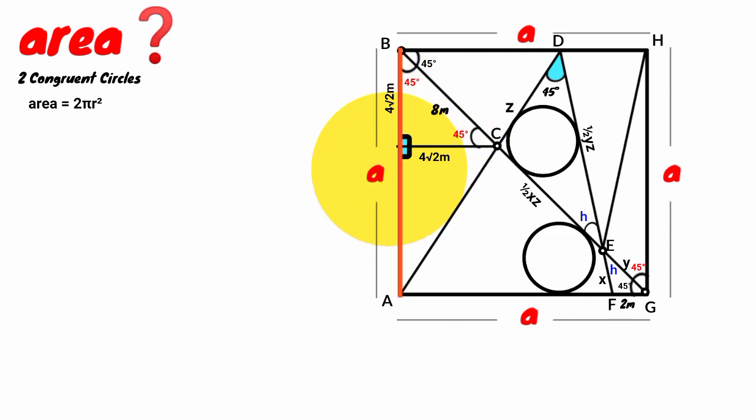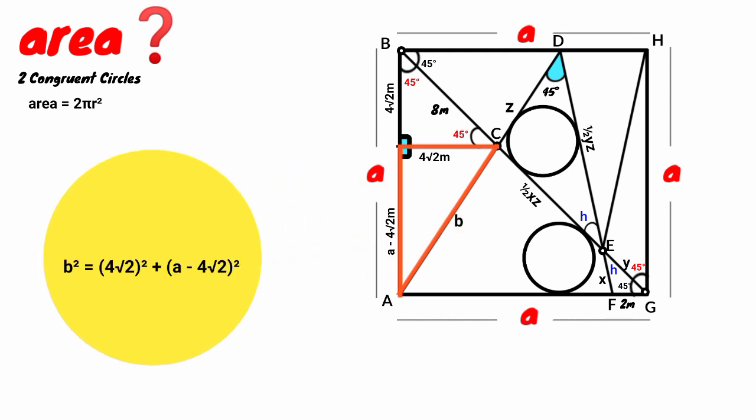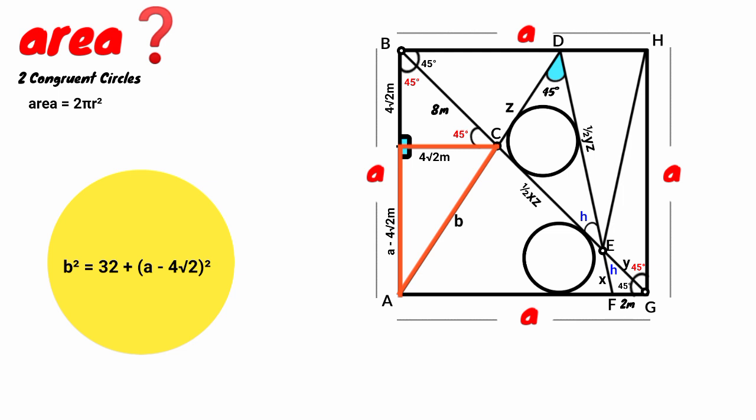But this line AB, its length is a, and we have this side of it to be 4 root 2. Therefore, this must be a minus 4 root 2. Now look at this triangle. It is also a right angle triangle. We can use the Pythagorean theorem on it. This is the hypotenuse, say b. So by Pythagoras, b squared equal to 4 root 2 all squared plus a minus 4 root 2 all squared. 4 root 2 all squared is 32. So b squared equal to 32 plus a minus 4 root 2 all squared.